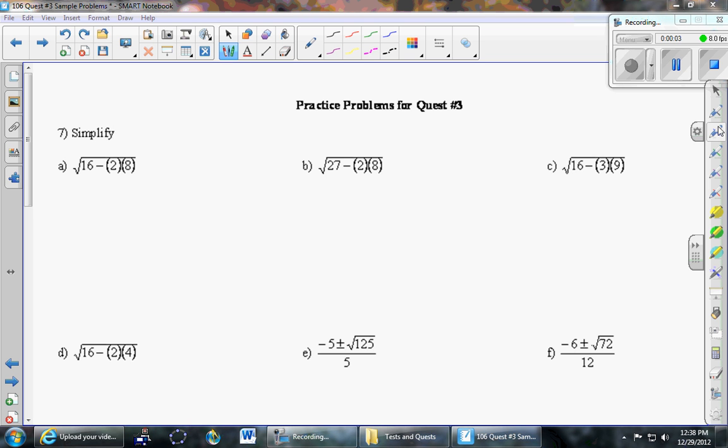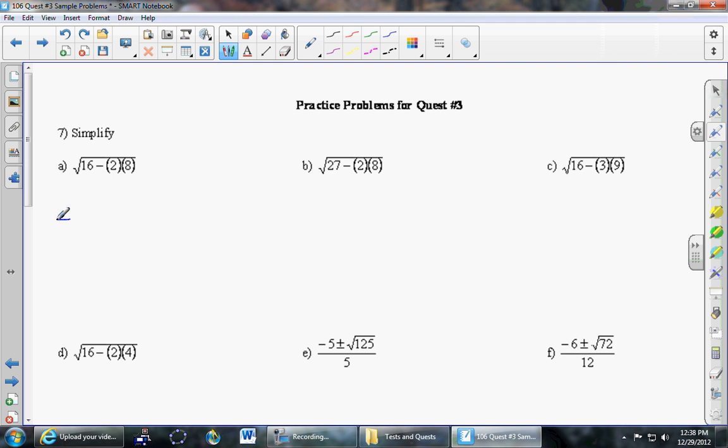This is problem number 7 on the practice problems for quest number 3. Simplify. A, square root of 16 minus 2 times 8. So do the multiplication first. That's 16. Subtract, we get 0. Square root of 0, we should know, is 0.